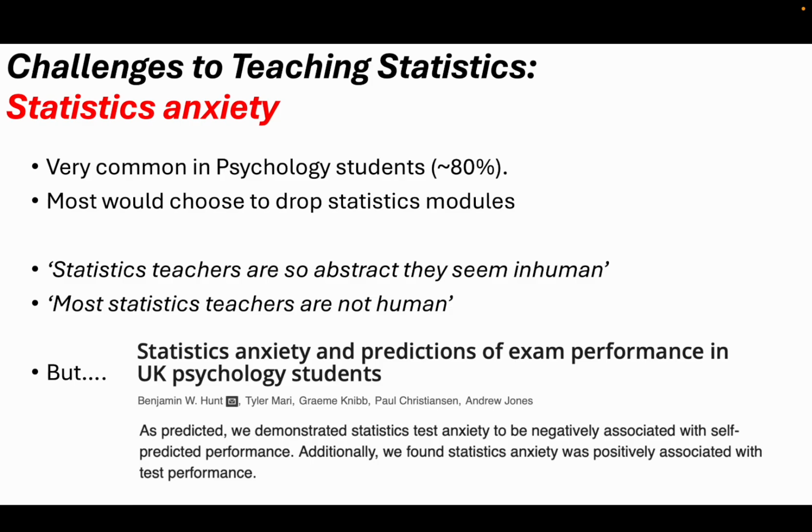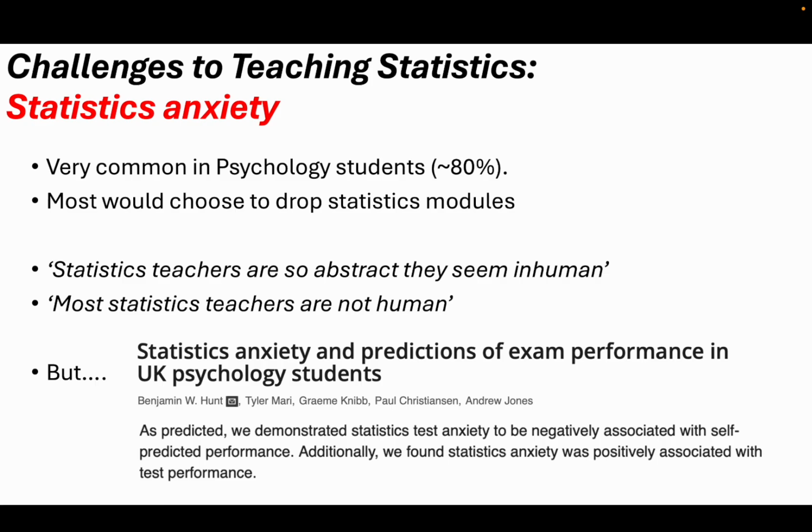where there are estimates of around 80% of students will experience statistics anxiety. Most would choose to drop it from the course as well, but obviously in the UK you can't because it's a key requirement for course accreditation by the British Psychological Society. We can assess statistics anxiety and examine it in research. So the statistics anxiety rating scale is a widely used scale which includes two very interesting statements when assessing statistics anxiety, and these statements often give me and my students a good laugh. And it's statistics teachers are so abstract they seem inhuman, and most statistics teachers are not human, which is a lovely way of describing us, right?